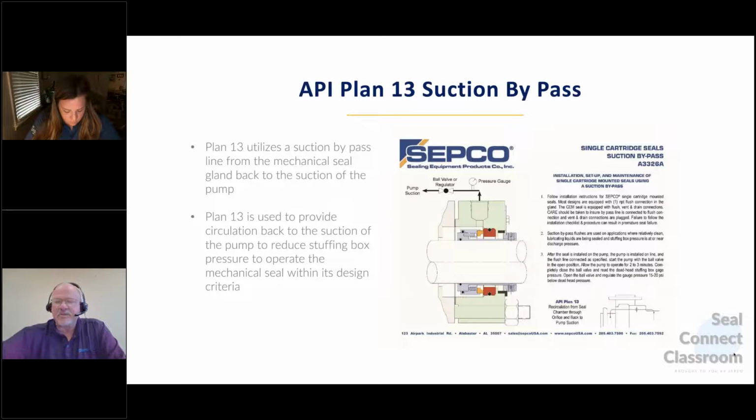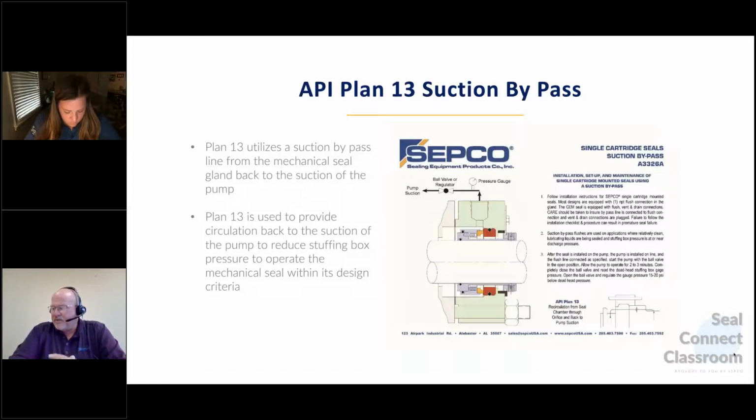Suction bypass is used in a lot of applications where you have high stuffing box pressures, or applications where operations may deadhead a pump and cause stuffing box pressures to elevate. If you run a line from the gland back to suction, that reduces the pressure in the stuffing box closer to suction pressure and tries to maintain that pressure at suction pressure. And it also aids in circulation.